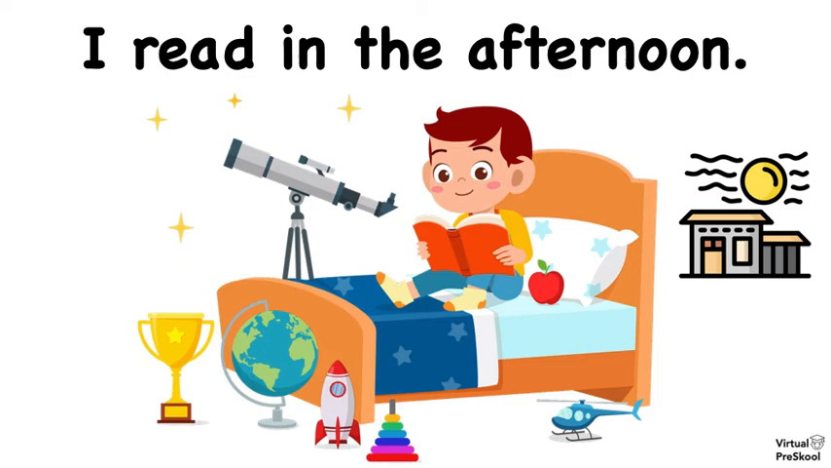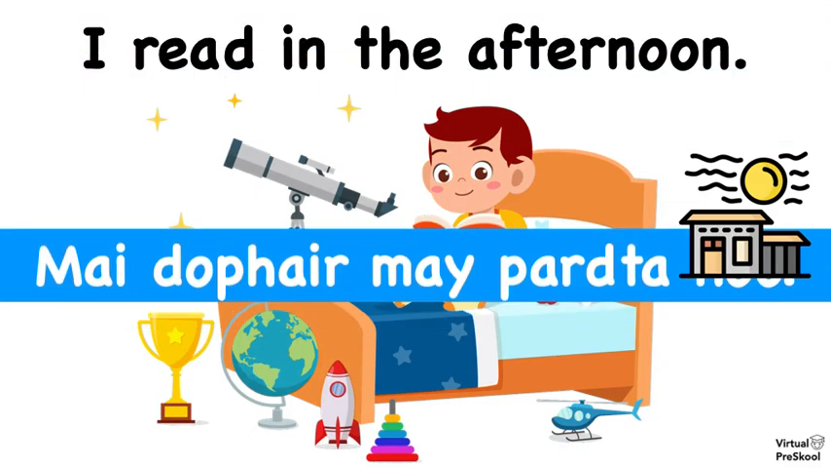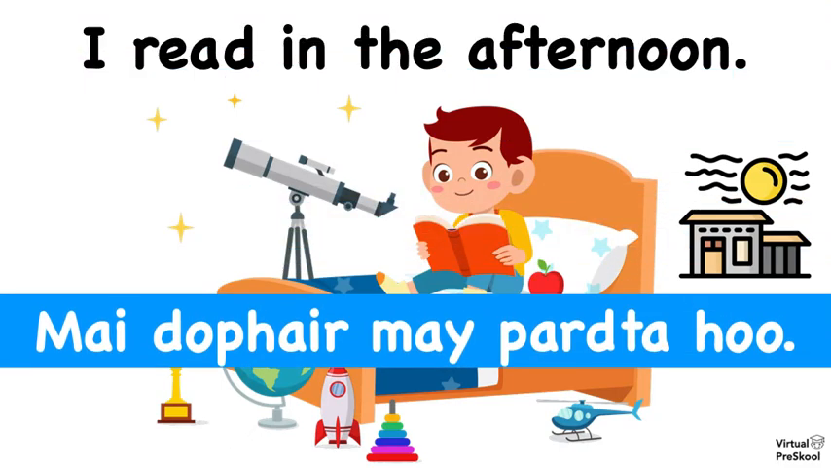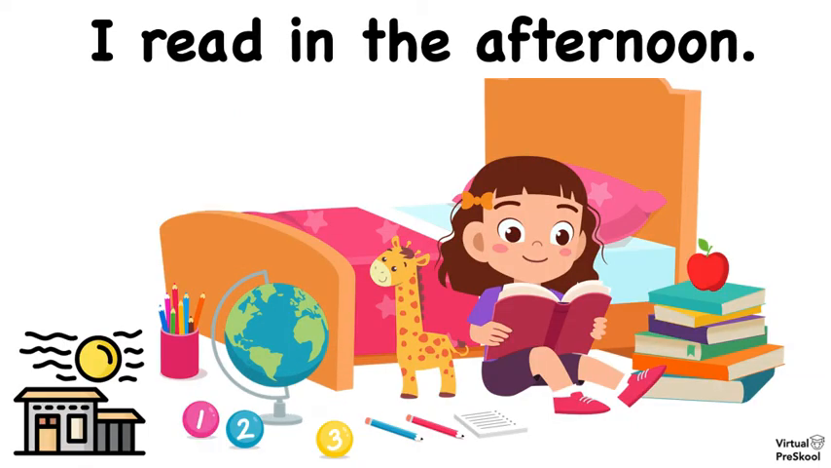I read in the afternoon. What would this one be? Okay, let's take a look. मैं दोपहर में पढ़ता हूँ. So it's I read and it's a boy. So our verb is मैं पढ़ता हूँ. And then we have दोपहर में.